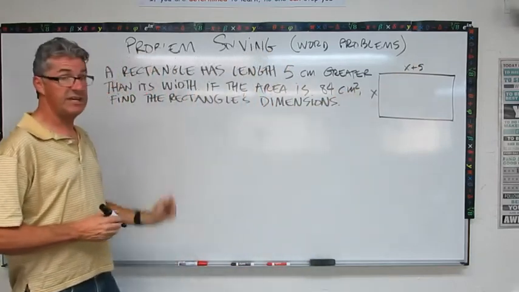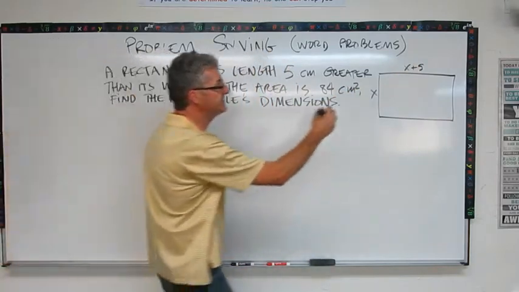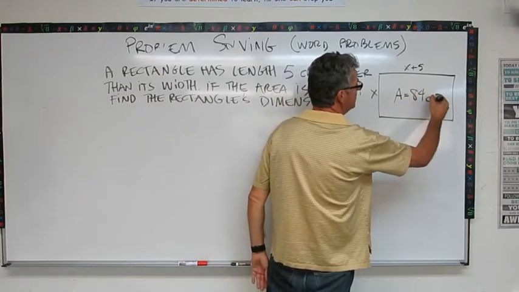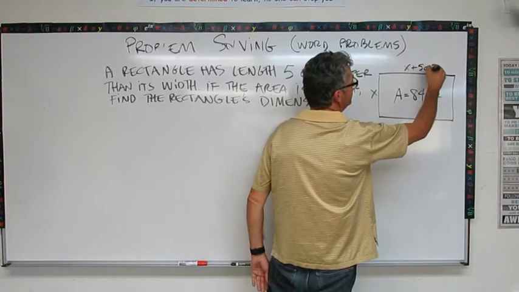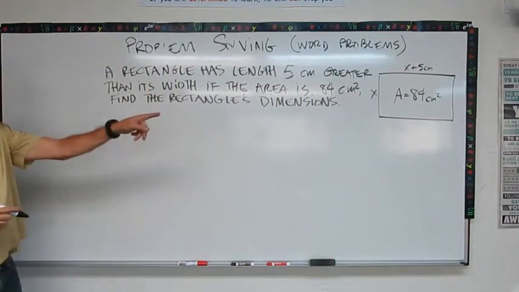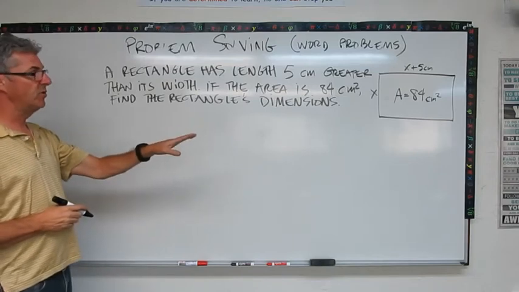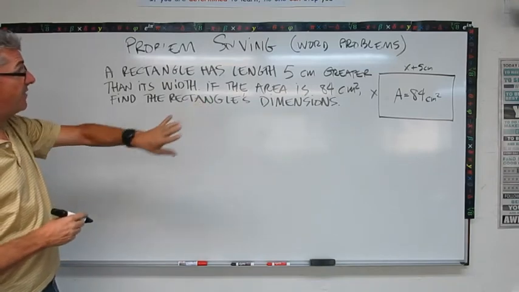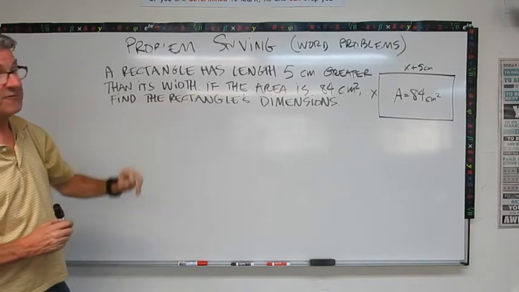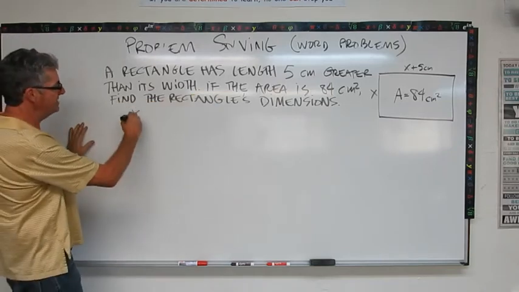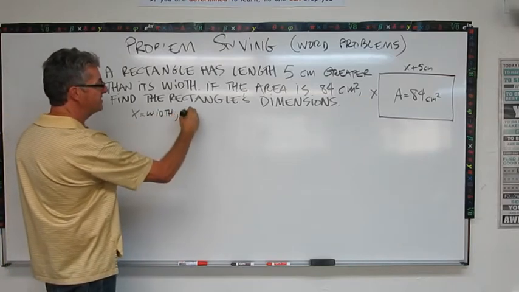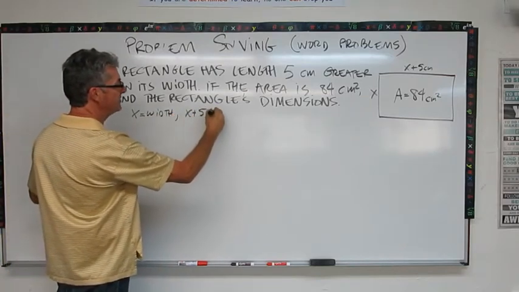There's something else I can add to my diagram. I like to do this. Just write A equals 84 cm squared, and this is cm. Now I have a diagram with a geometry problem that's super important that I can use to think about this problem. So I've read the problem, and I've actually done the first step. I could say x equals width, and x plus 5 equals length.